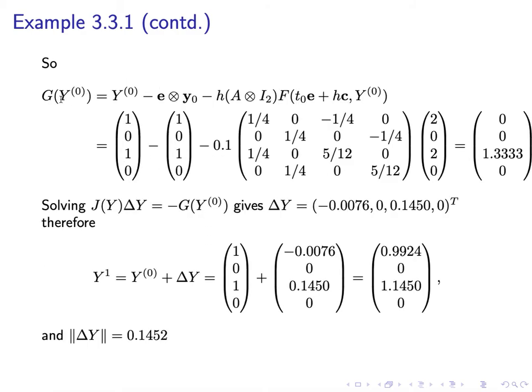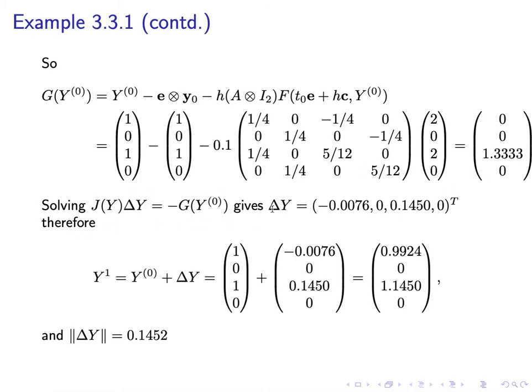Then calculate g of y for our first estimate. So we have y0, we have e tensor product with y0, minus h, which is 0.1, a tensor product with I2, which is this, multiplied by our big F, and that gives us this vector. So this is n times s, the number of equations in our system times the number of stages in our method, by 1.